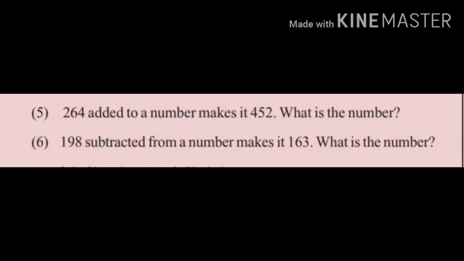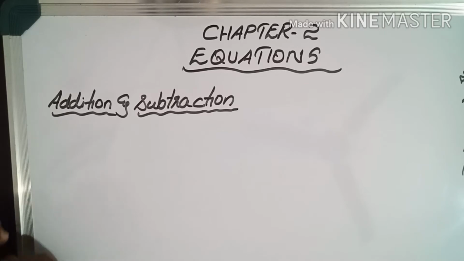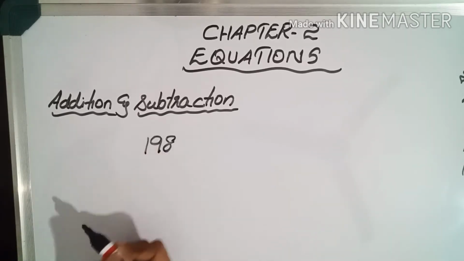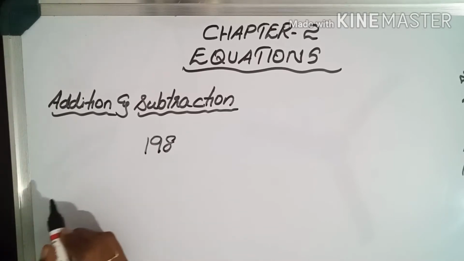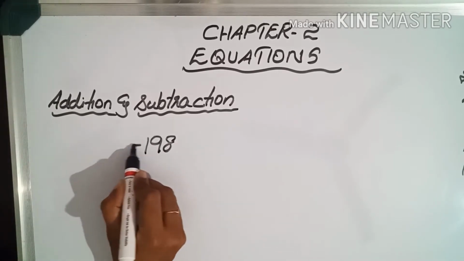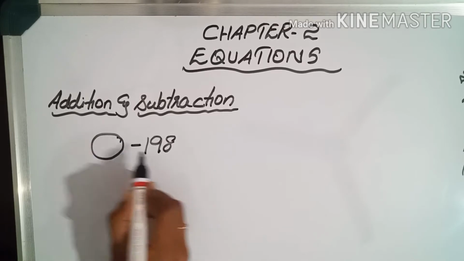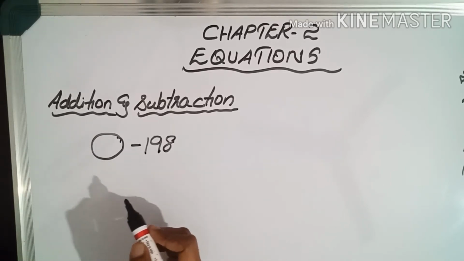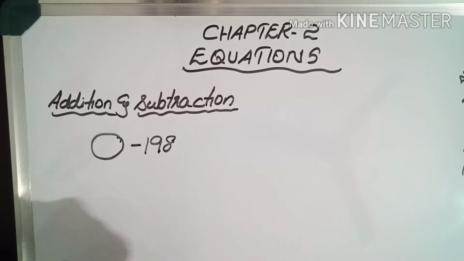Next is question number 6. 198 subtracted from a number makes it 163. What is the number? Here we need to subtract 198. Okay, 198 we need to subtract from a number. Okay, this positive, these two numbers' position will change. Previous one added to this number.